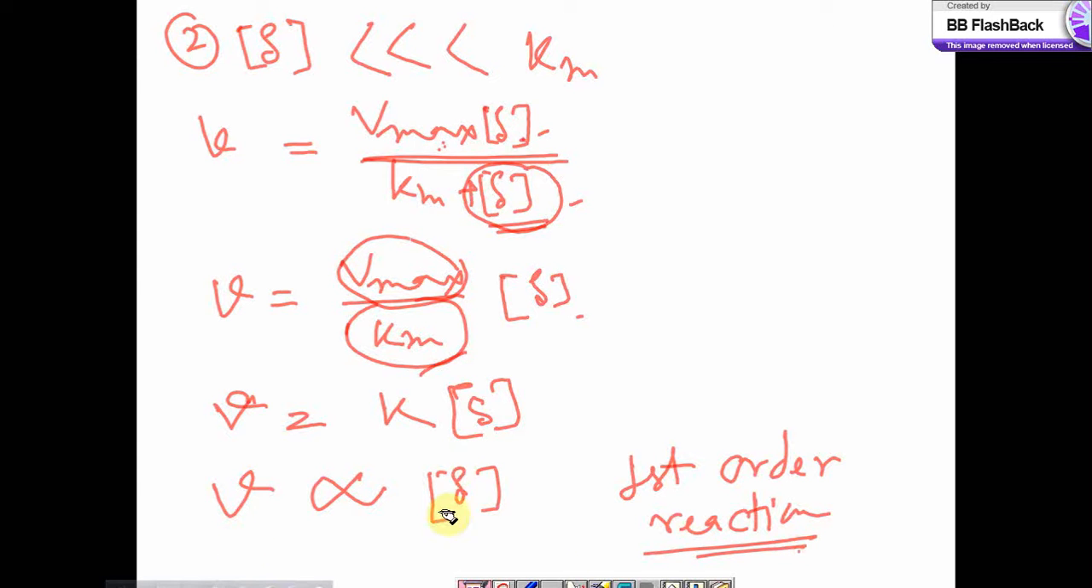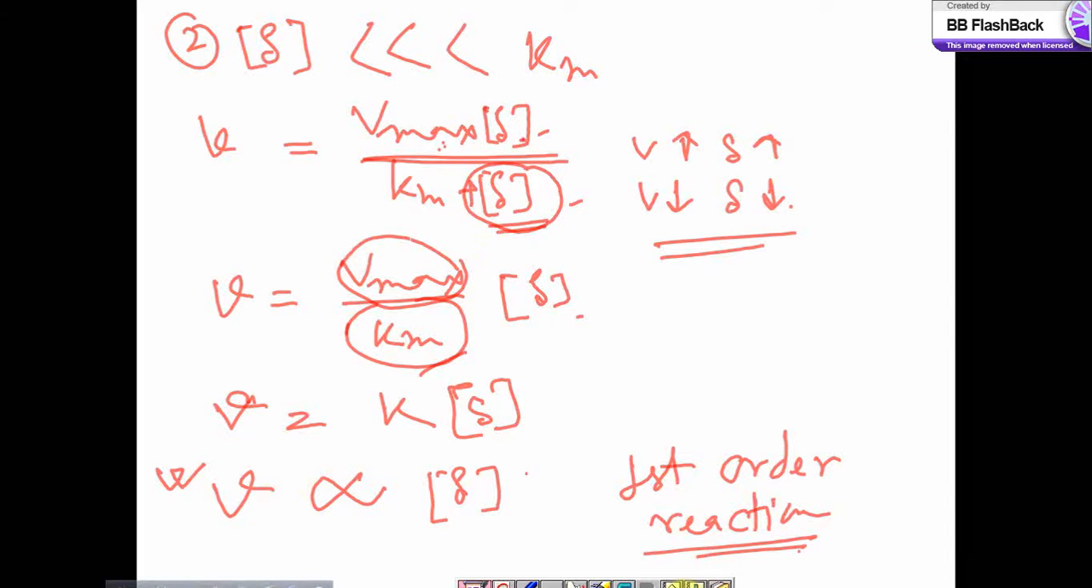And you can always say that at a very low concentration of substrate, the velocity of the reaction always increases according to the substrate concentration. If you increase the substrate concentration, the velocity will increase. So the relation is a direct proportion, and here the substrate concentration is playing a role in deciding the velocity of the enzyme.